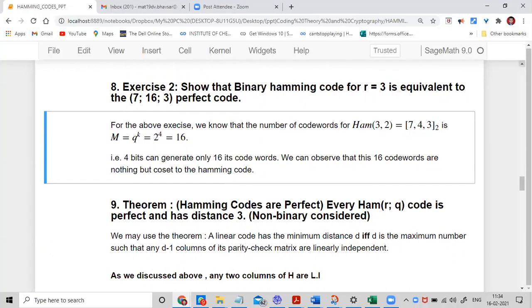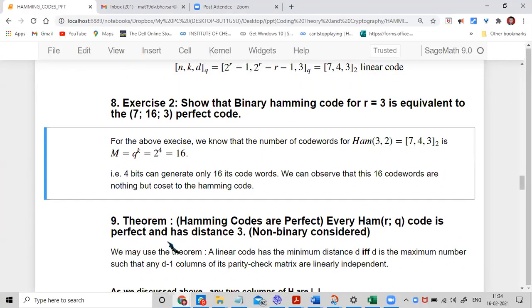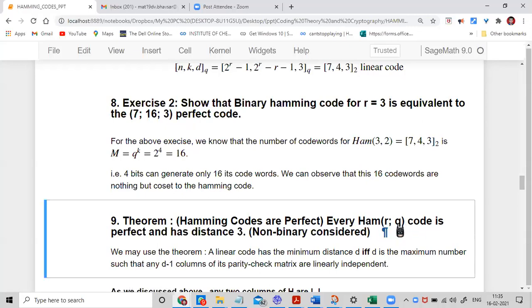So there is a theorem. We would like to prove that Hamming codes are perfect. This is for every Hamming code, not even restricted to q equal to 2. So how can we proceed? We are going to use this theorem which we had proved.